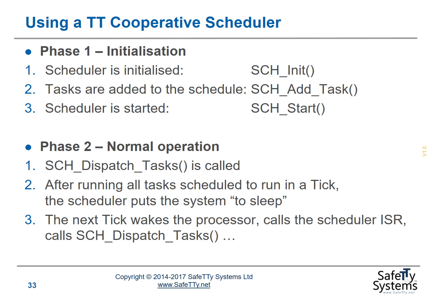So to use the scheduler, we're going to do the following things. We're going to run the initialization function for the scheduler. We're going to use the scheduler add task function to add tasks to the scheduler. We're going to start the scheduler using the scheduler start function. In normal operation, the dispatcher, scheduler dispatch tasks, is going to be called. After running all tasks scheduled to run in the tick, we're going to put the scheduler to sleep. The next tick will wake the processor, call the scheduler ISR, and call scheduler dispatch tasks. So it's a sequence of operations that's well defined as the scheduler operates. Let's look at some of those components.